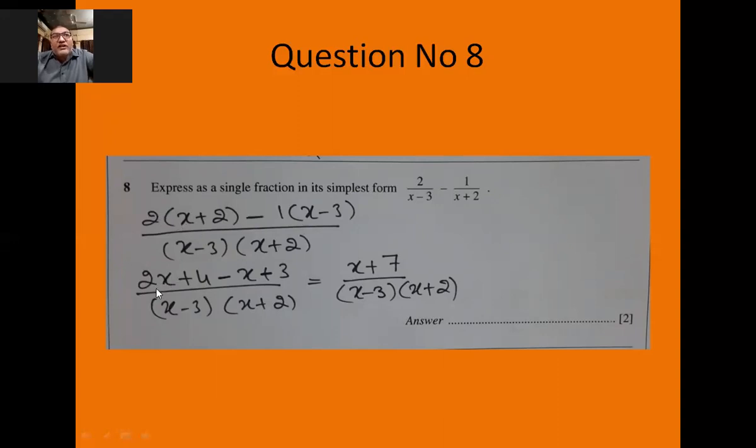So when this 2 will multiply with this bracket, you will have 2x plus 4 minus, and due to this minus, the signs will change. You will have minus x plus 3. So 2x minus x, that will be x, and 4 plus 3, that will be 7. So this is your final answer. So this was question number 8.